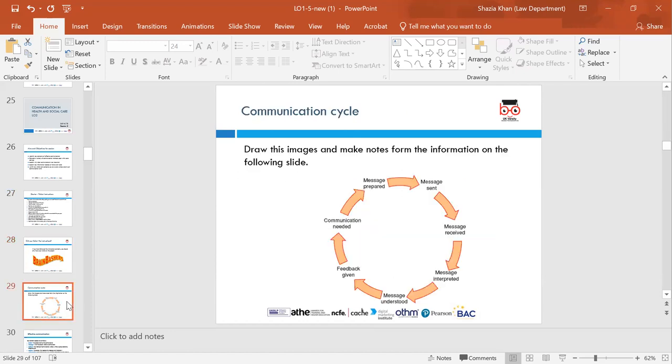Communication cycle. So draw this image and make notes from the information in the following slide. So we've got the message is prepared, the message is sent, the message is received, the message is interpreted, the message is understood, feedback is given, and communication is needed.